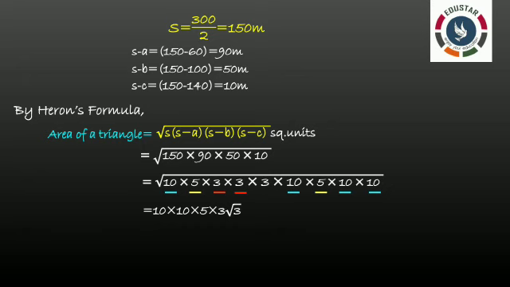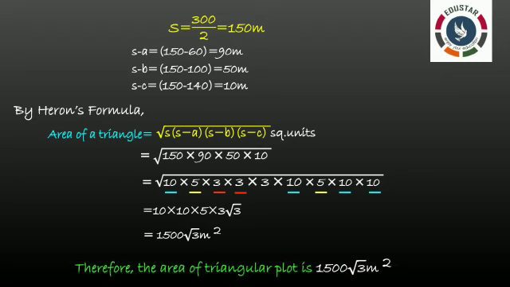So 10 into 10 is 100. 100 into 5 is 500. 500 into 3 is 1500. So our answer will be 1500 root 3 meter square. Therefore, the area of the triangular plot is 1500 root 3 meter square. Example 2 will be discussed in next part.